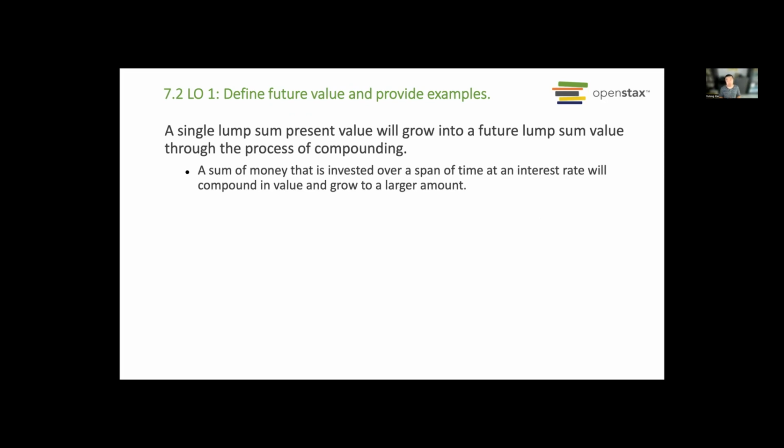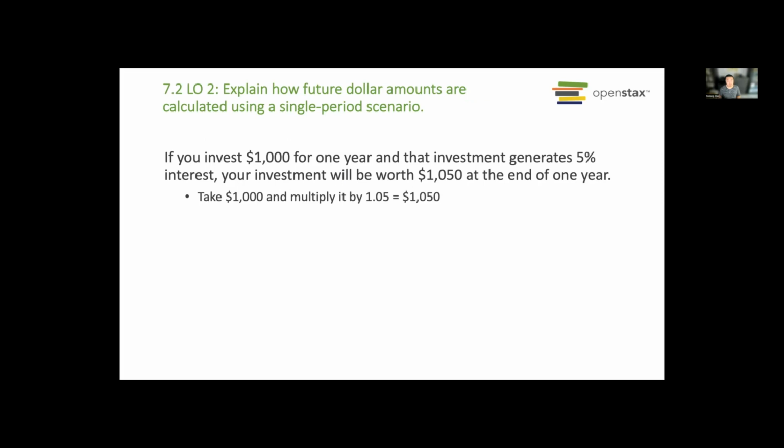The idea of compounding is very, very important because most real-world applications or financial products assume compounding interest. Let's look at some numbers. If you invest $1,000 for 1 year, and that investment generates 5% interest, your investment will be worth $1,050 at the end of the year. That's the sum of the $1,000 initial investment plus $50 of additional interest, which is 5%. The way we calculate this $1,050 is that we take 1,000 and multiply it by 1.05.